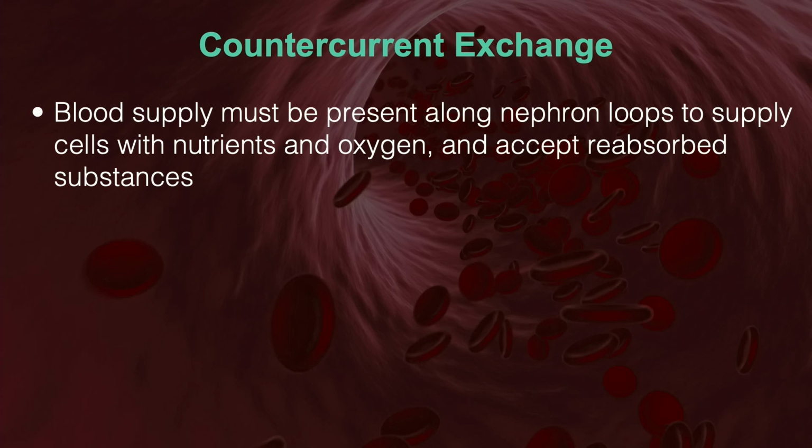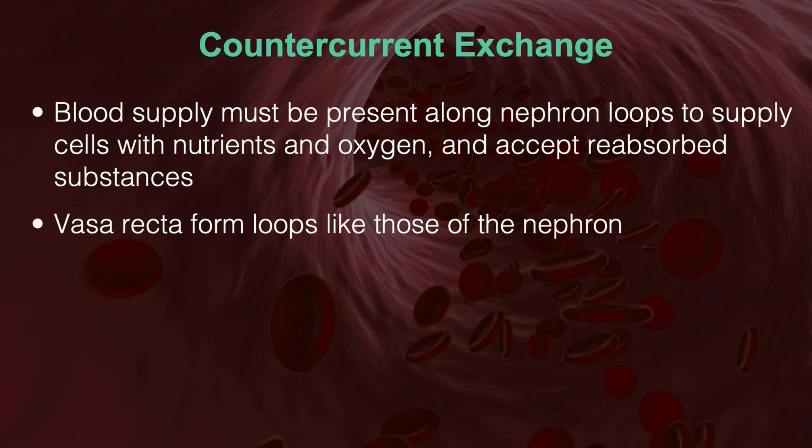Briefly, in the last 5 minutes, I want to address countercurrent exchange, which is a separate idea from countercurrent multiplication. This one is far less involved, and it has to do with blood. I'll pay lip service to this, and then we can call it for the day. So, there is a blood supply, obviously. Cells in the nephron need oxygen and nutrients, and blood has to be there to pick up anything that's reabsorbed.